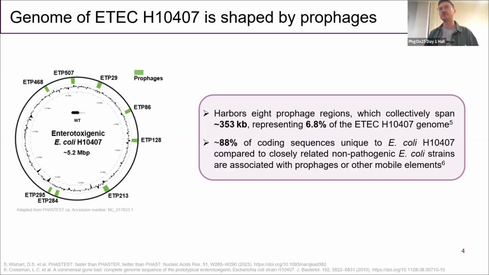Okay, yeah, so collectively they span over 353,000 base pairs in the bacterial genome, which is almost 7% of the whole genome of this ETEC strain. And now interestingly, when this genome was compared to the genomes of closely related non-pathogenic E. coli strains, such as E. coli K12, it was found that all the coding sequences which are unique to this ETEC strain, 88% are associated with prophages or other mobile genetic elements.